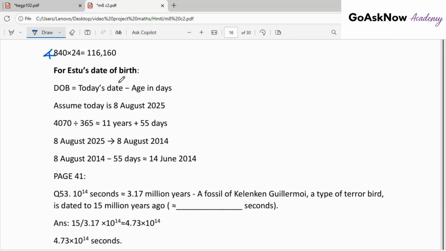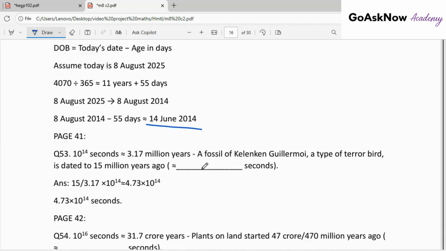Next, for East's date of birth, today's date minus age in number, assume that today is 8th August 2025. 4,070 divided by 365 is 11 years plus 55 days. 8 August 2025 to 8th August 2014, less 55 days, which is 14th June 2014.